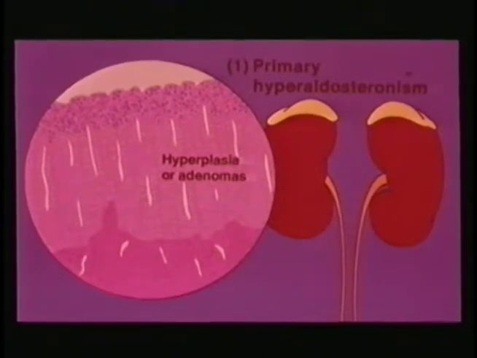First, primary hyperaldosteronism associated with hyperplasia or adenomas of the adrenal cortex. Second, hyperaldosteronism associated with increased production of renin and angiotensin secondary to congestive heart failure, hepatic cirrhosis, nephrotic syndrome, malignant hypertension, tumors, or rarely to hyperplasia of the juxtaglomerular cells of the kidney.